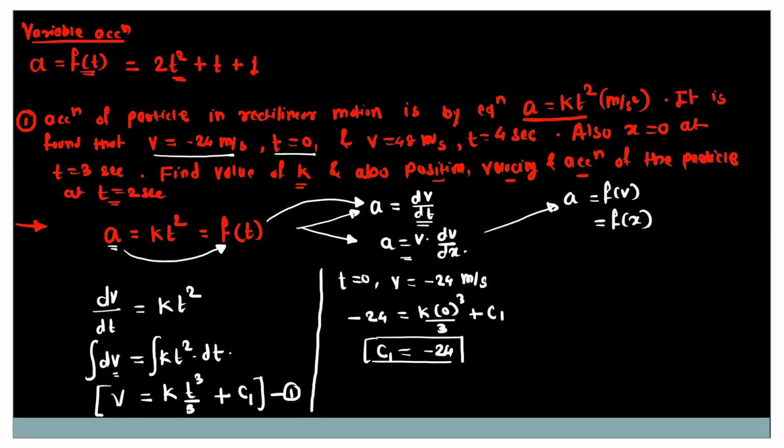Okay. Now put this value of C1 and again write equation 1. So equation 1 will be v is equal to kt cube divided by 3 minus 24. So this is the equation of velocity as a function of time. Okay. But in this equation, k value is unknown. So now refer the condition for velocity and the time. This is the second condition given.